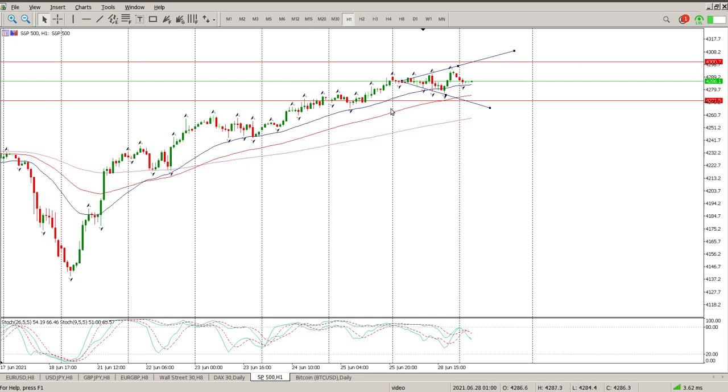You'll probably get some kind of a long entry, I would assume, off here, 42.82. Your stop is going to be below 42.70, and your target is 4,300. That's kind of the only move that I can see at the moment.